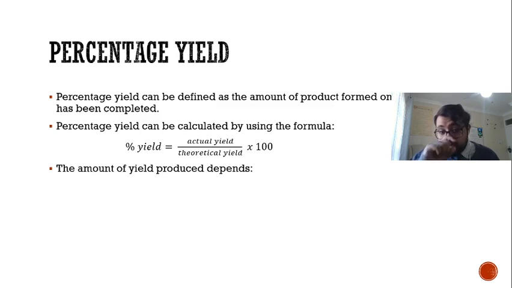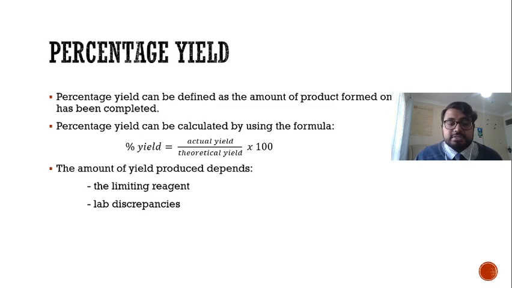So the amount of yield produced depends on a number of factors. The limiting reagent. If the limiting reagent gets finished, then obviously you won't have 100% of yield because you'd still have an excess reagent, a reagent that still needs to be used up.